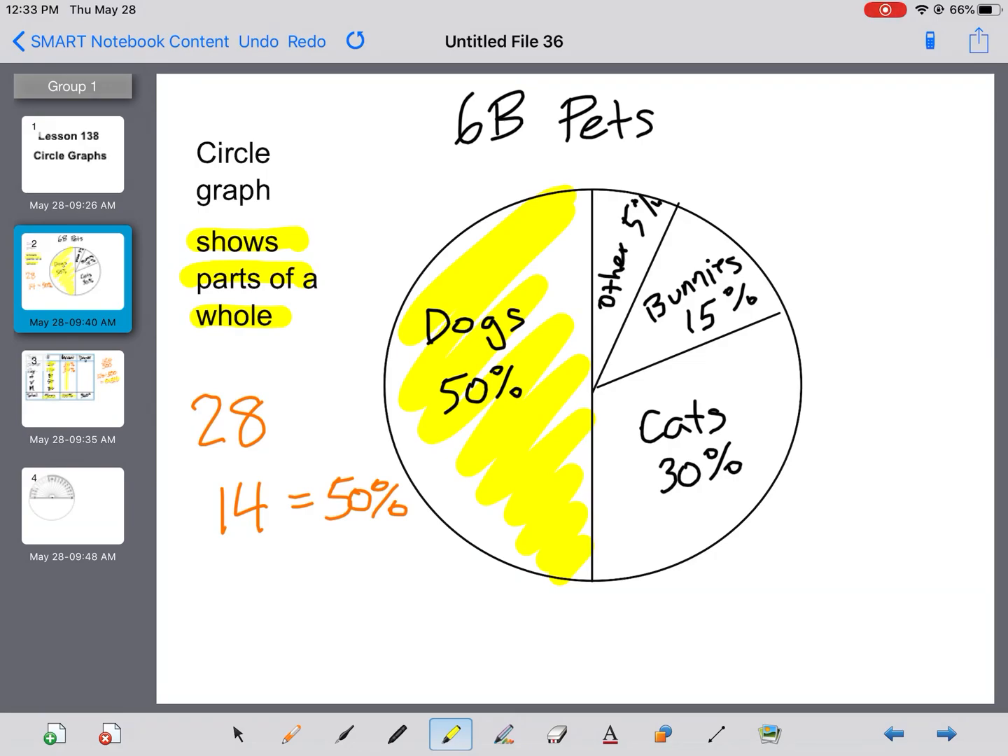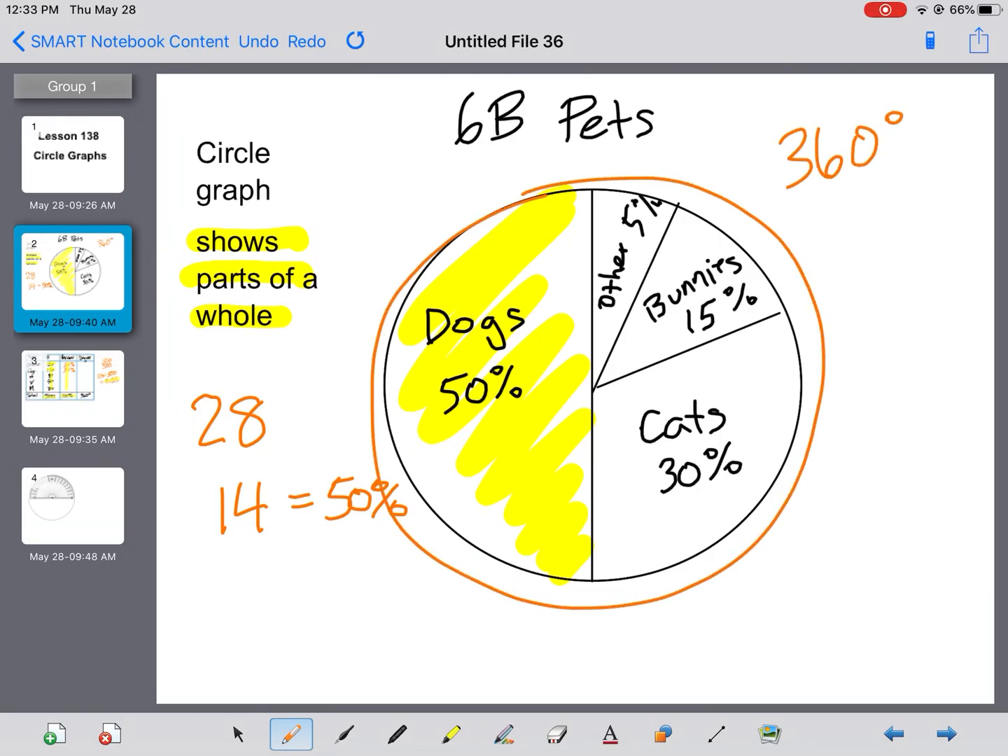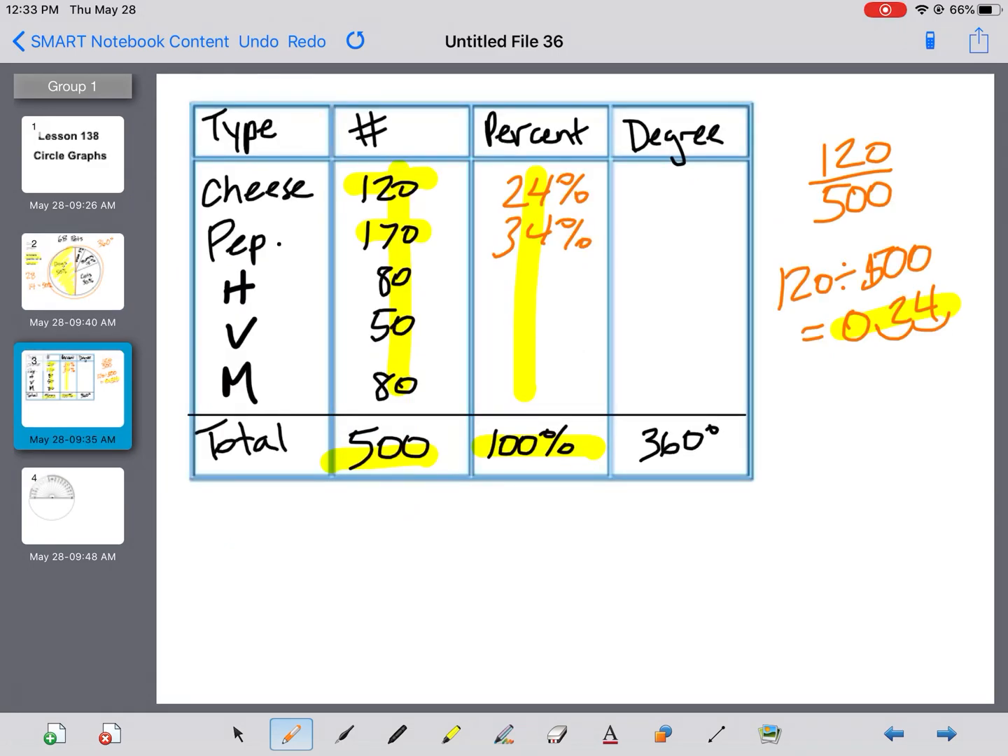50% is not the same as 50 degrees. Okay, hopefully you remember that a circle is 360 degrees around. So half of that circle is 180 degrees. So in order to fit these percents into our circle graph, we actually have to convert them into degrees. So that's the second step here.